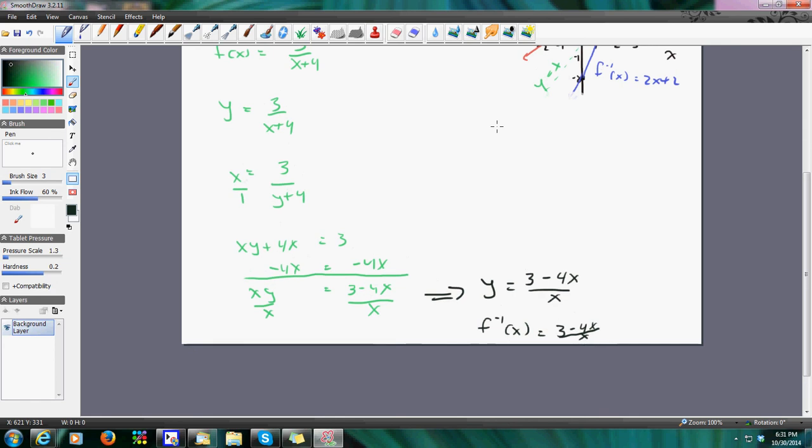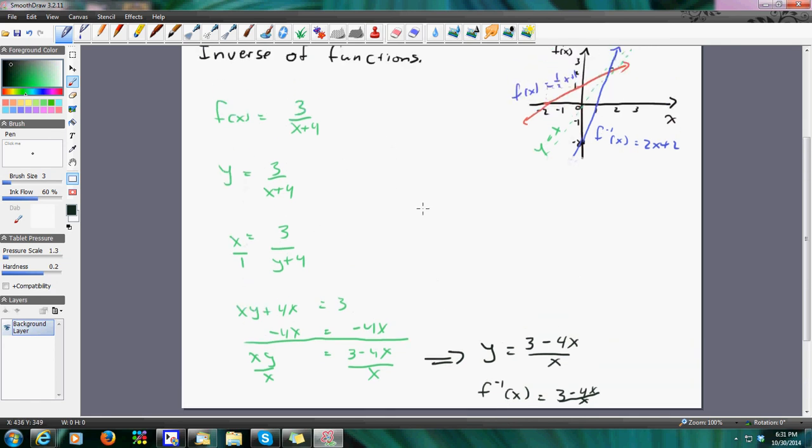There is one last thing I should have mentioned before. I just did a video on composition of functions. If you do f of f inverse of x, it should equal f inverse of f of x, which will always equal x, and that's a huge piece of information.